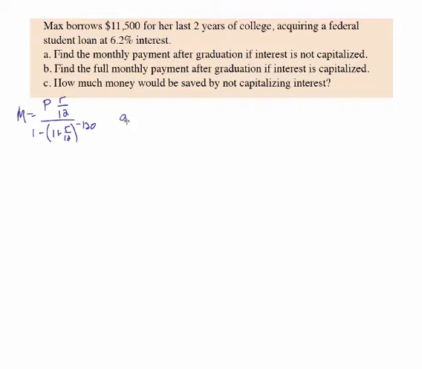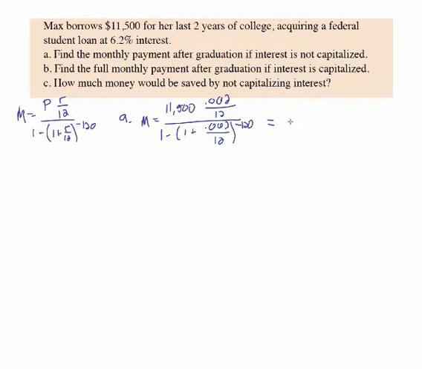Now in part A, since interest is not capitalized, the principal amount is going to stay exactly what it was, $11,500, until payments begin. And so in that case, the monthly payment is going to be principal of $11,500 times an interest rate of 0.062 divided by 12, all over 1 minus the quantity 1 plus 0.062 over 12 raised to the power of negative 120.